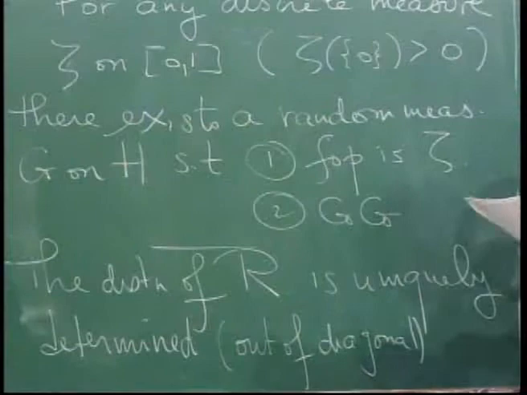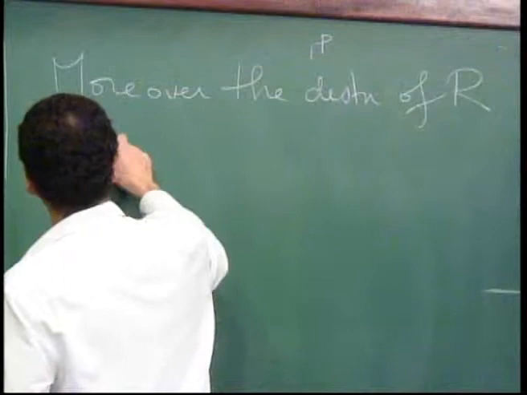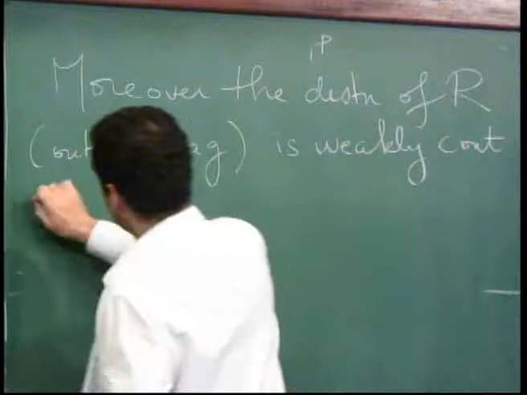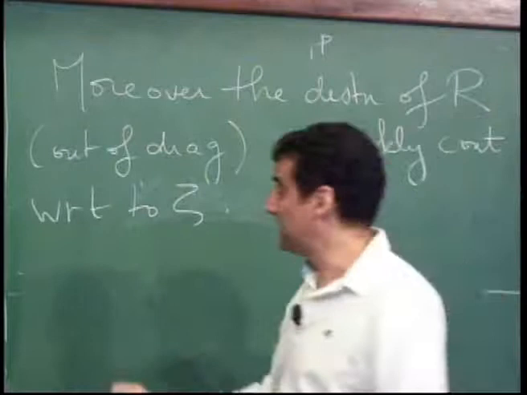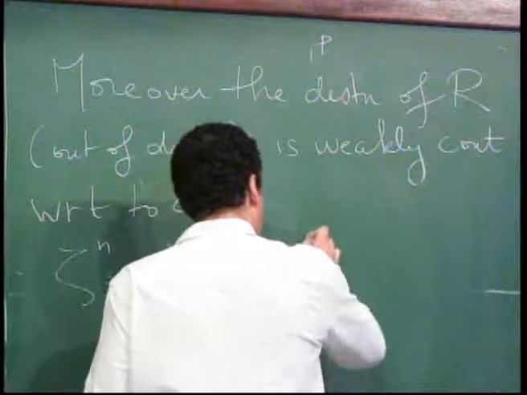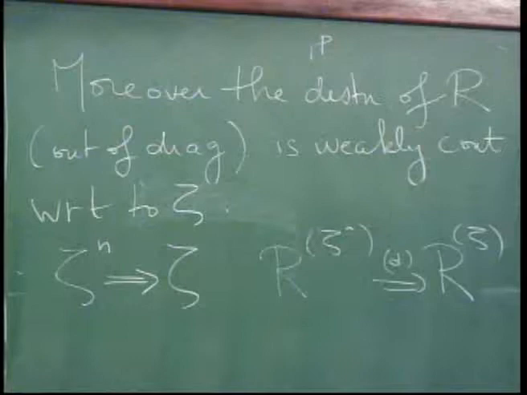And then, of course, there is something which is very nice. Moreover, the distribution of R out of the diagonal, I mean, you don't want the diagonal term, is weakly continuous with respect to the convergence of zeta. Which means if you have zeta n which converge to a zeta, then the R corresponding to the zeta n converge to the distribution of the R corresponding to the zeta out of the diagonal. So this is very crucial, converge to something which will, of course, still satisfy Ghirlanda-Guerra. So let's see how that is important.